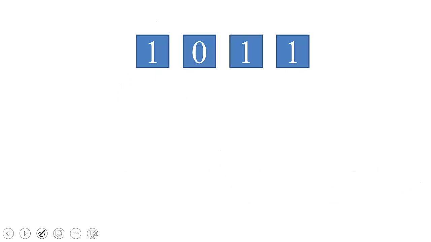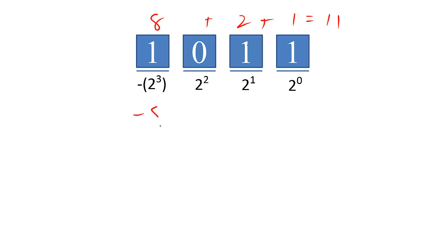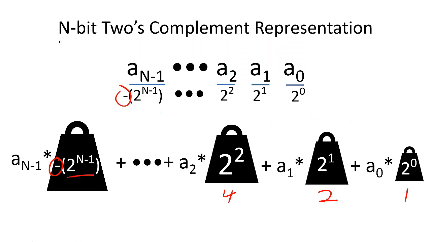Consider this 4-bit number. In unsigned binary, this number is 11. But in 2's complement representation, this number is negative 8 plus 2 plus 1, or negative 5. One last important thing that you need to remember is that just like any other representation in a computer, 2's complement requires you to have a fixed, defined width to the number to be able to interpret it correctly.